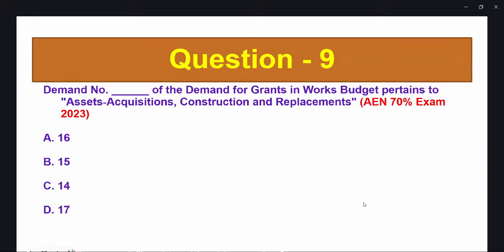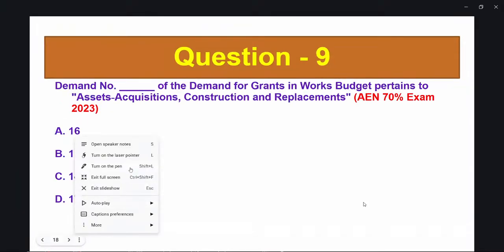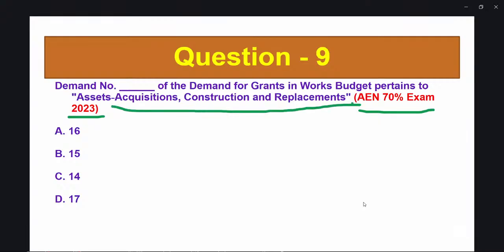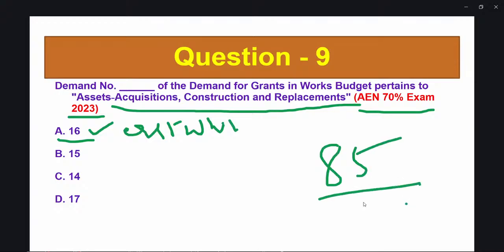Demand number of the demands for grants in works budget pertain to assets acquisition, construction, and replacement. This is the AEN 70% exam 2023. So this is demand number 16. Now it is called erstwhile demand, because all of you know, now it is a single demand number, 85, which subsumes 1 to 16.